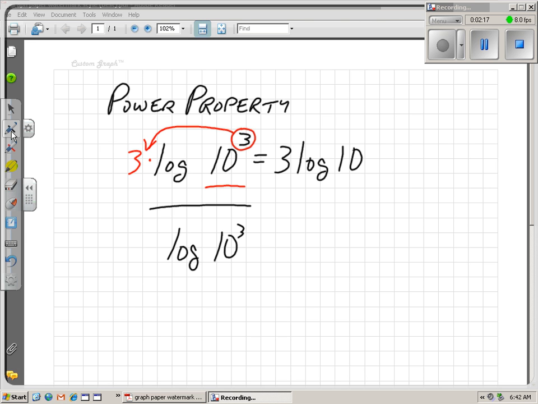So put that into your calculator. It's a common log. You can put it in your calculator and check and see if it's the same thing as 3 times the log of 10. Work those out with your calculator just to verify to yourself that this property is true.